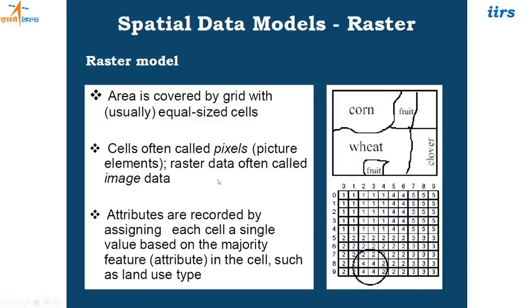Now each and every cell is sometimes also called a pixel, or picture element. So they form raster data, often called image data. This raster data is also known as image data. Now what are the attributes for it? Attributes are recorded by assigning each cell a single value based on the majority of the feature in the cell, such as the land use.